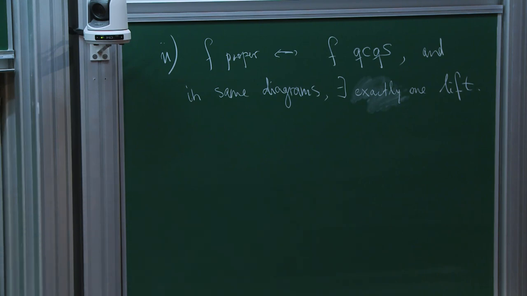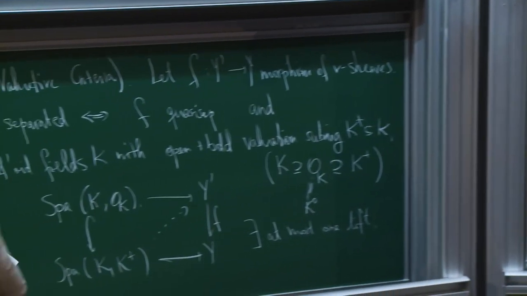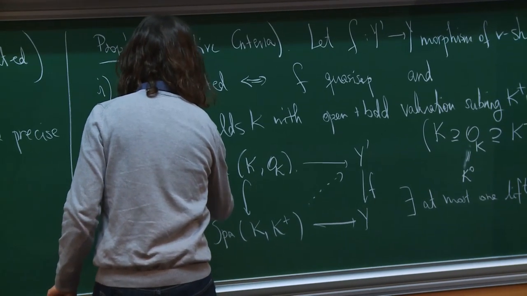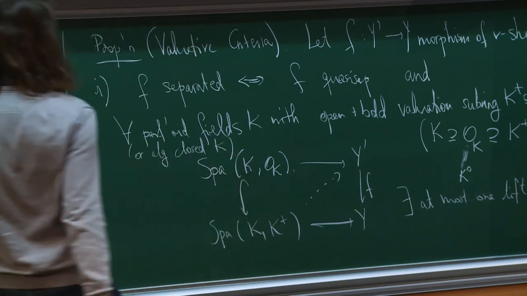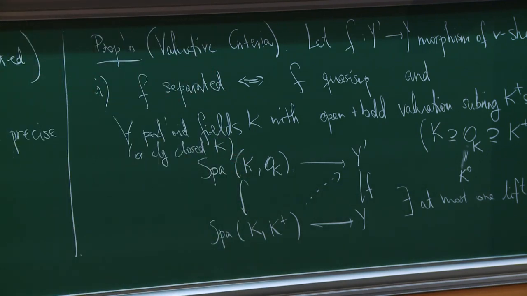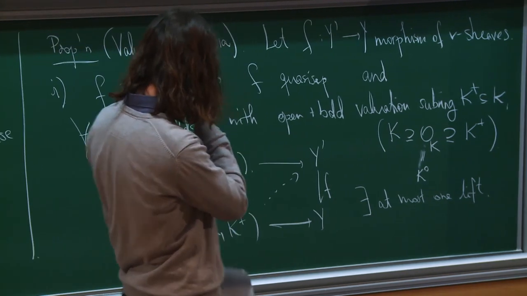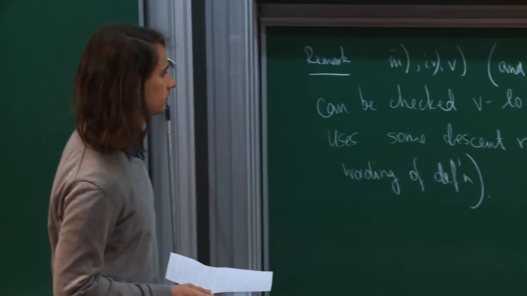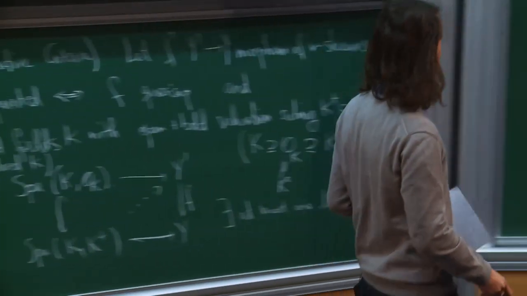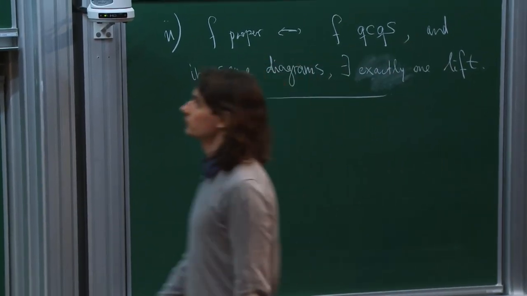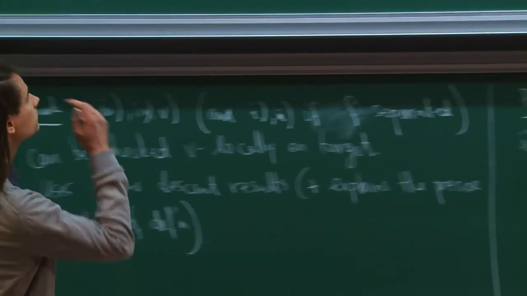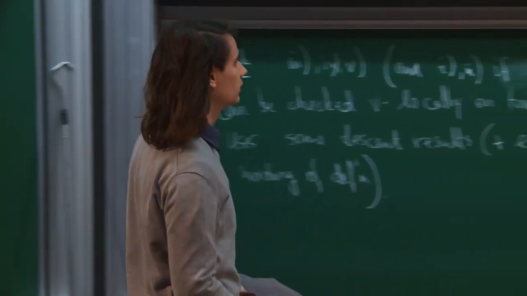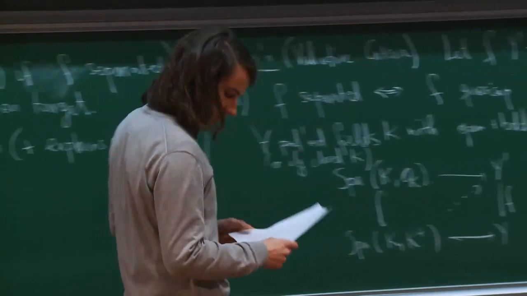Is it enough to demand the existence of a lift after an extension of K? Yes, you can. I mean, the usual business that you have for schemes works here as well. You could also assume that K is algebraically closed. This kind of business works. Great.